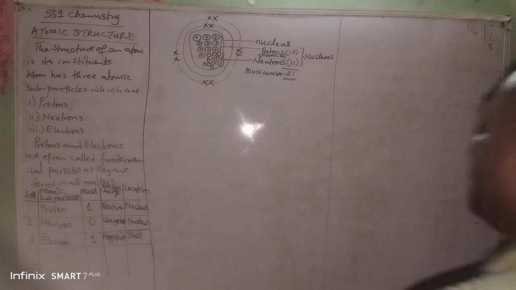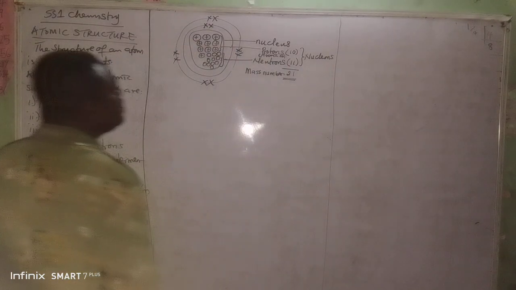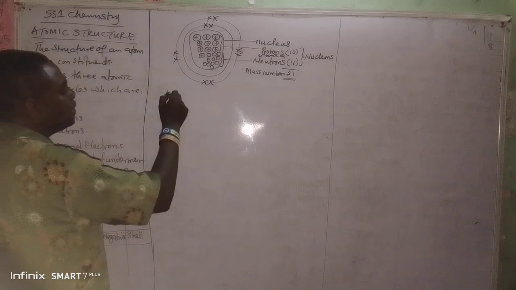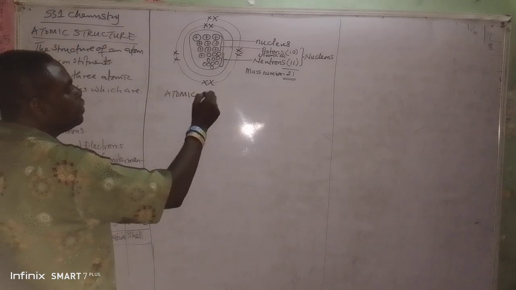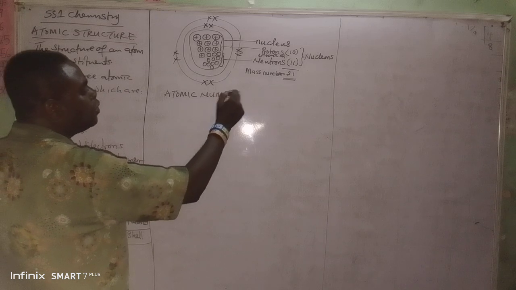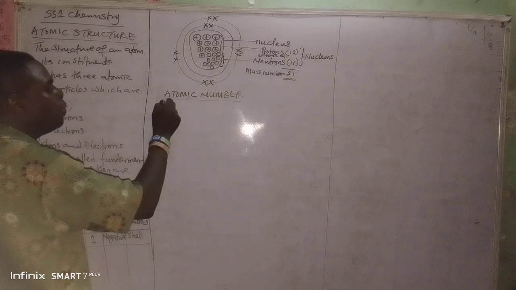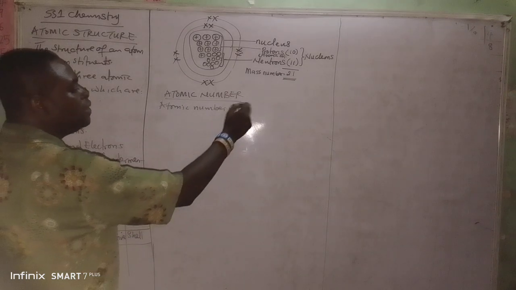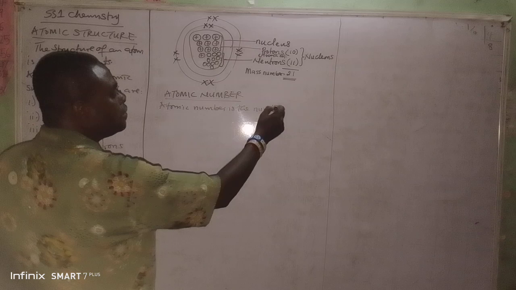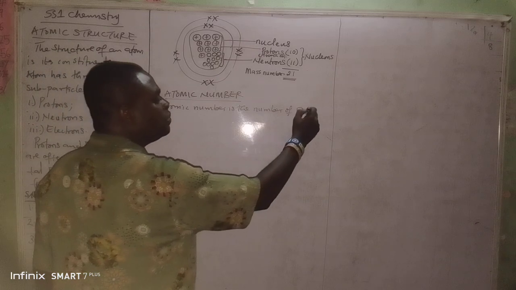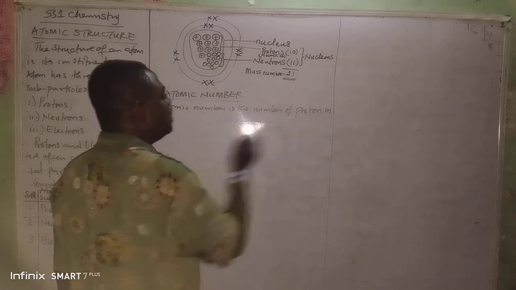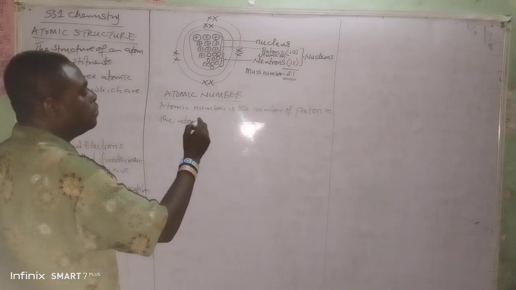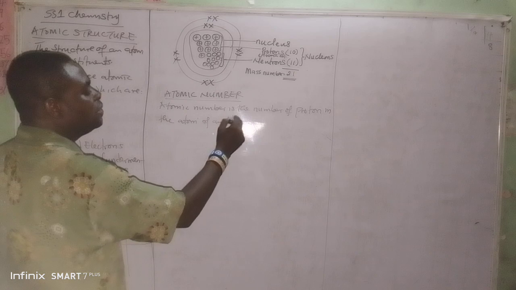Common terminologies associated with atomic structure. From there, we are going to talk about atomic number. What is atomic number? Now, atomic number is the number of proton in the atom of an element.